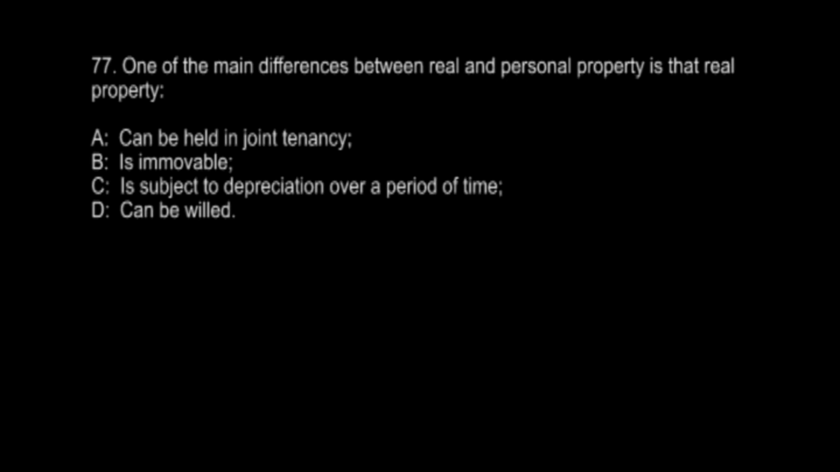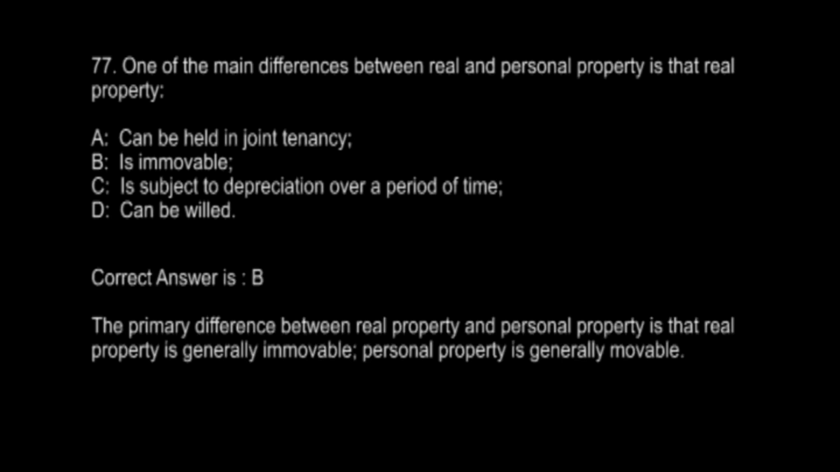77. One of the main differences between real and personal property is that real property, A, can be held in joint tenancy, B, is immovable, C, is subject to depreciation over a period of time, D, can be willed. Correct answer is B. The primary difference between real property and personal property is that real property is generally immovable, personal property is generally movable.